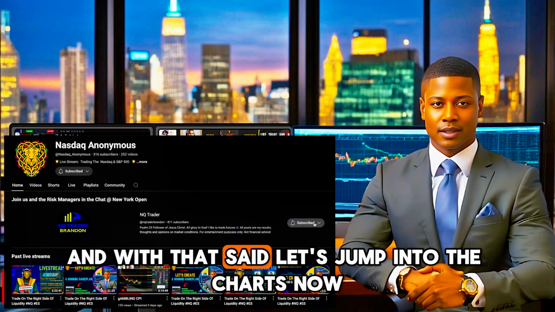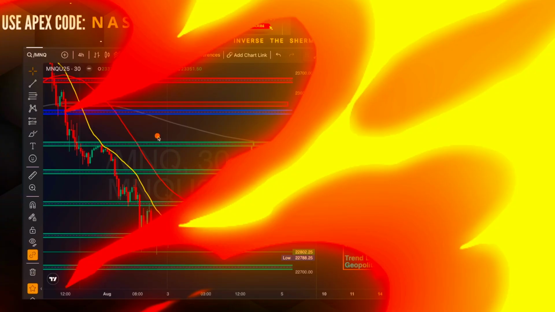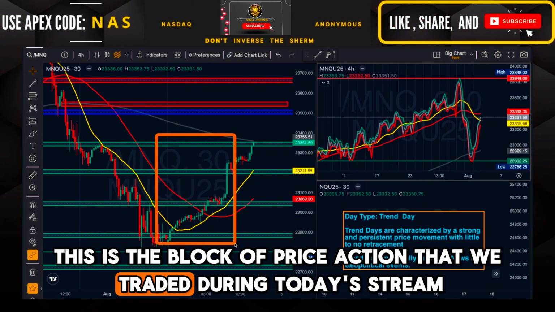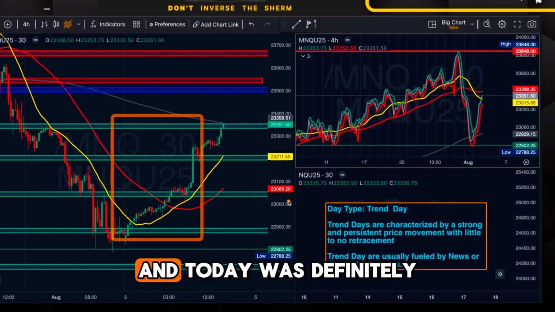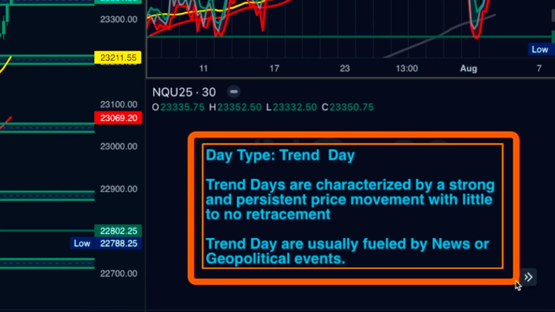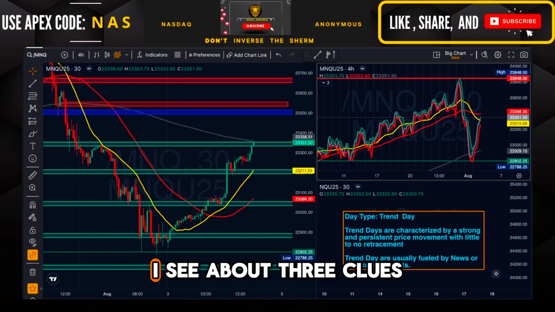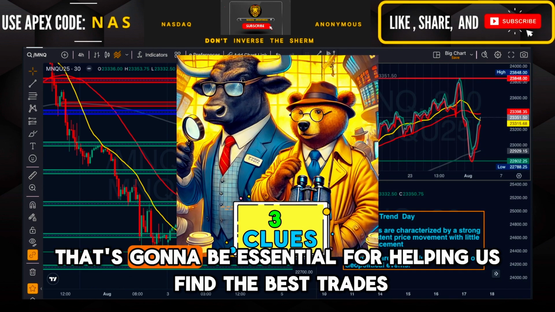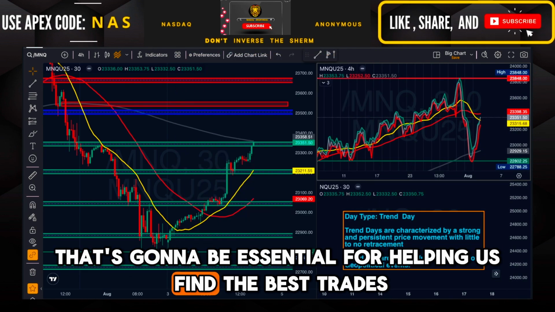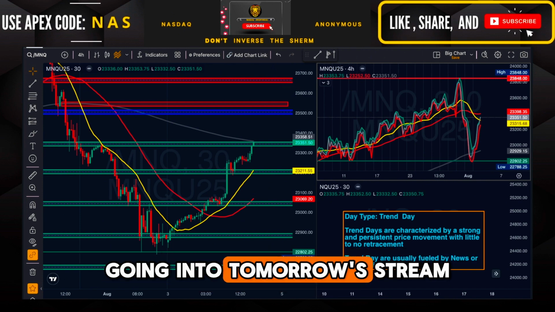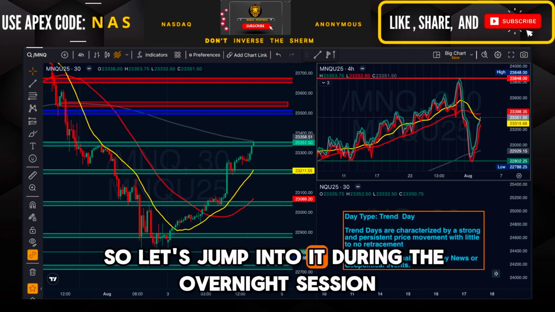And with that said, let's jump into the charts now. This is the block of price action that we traded during today's stream, and today was definitely a trend day. And as I analyze the charts, I see about 3 clues that are going to be essential for helping us find the best trades going into tomorrow's stream. So let's jump into it.